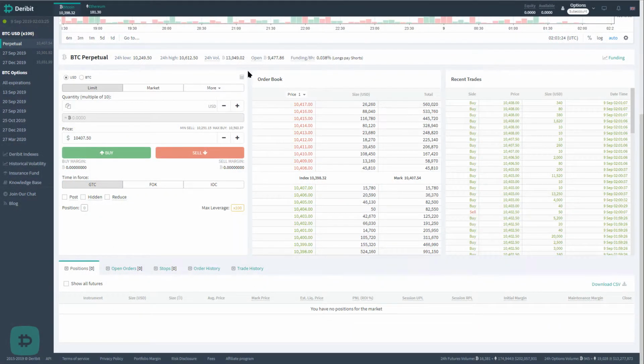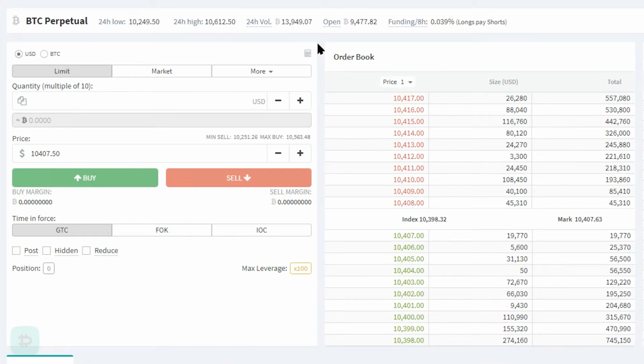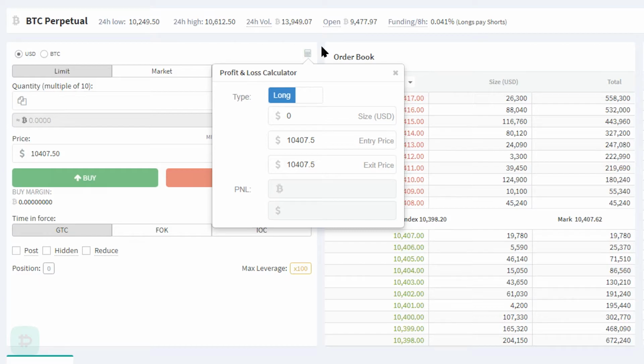Let's take a look at the UI. This is the limit order form for the BTC perpetual contract. At the top, here you can choose whether you would like to select your position size in USD or BTC. Bear in mind that no matter which one you choose, all orders are rounded to the nearest $10 for BTC futures and perpetuals. Clicking this little icon here will bring up a handy profit and loss calculator.